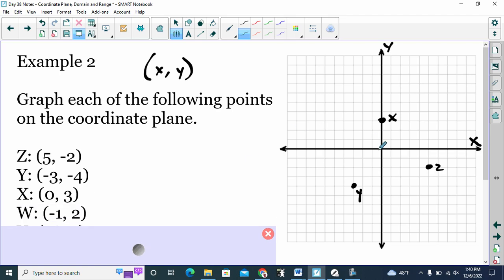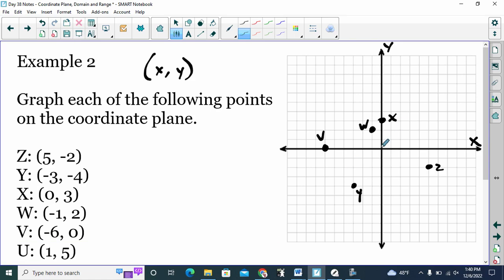-1, 2. X is -1. Y is +2. -6, 0. My x is -6. So on the x-axis, I need to go to -6. And my y is 0, so I'm not going up or down at all. That is point V. And finally 1, 5. 1 on the x, 5 on the y.